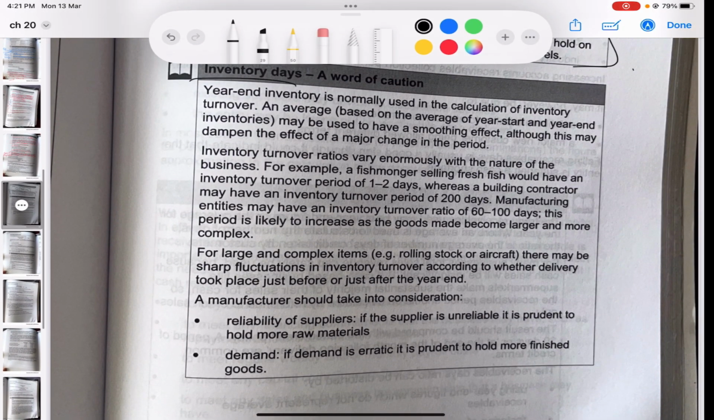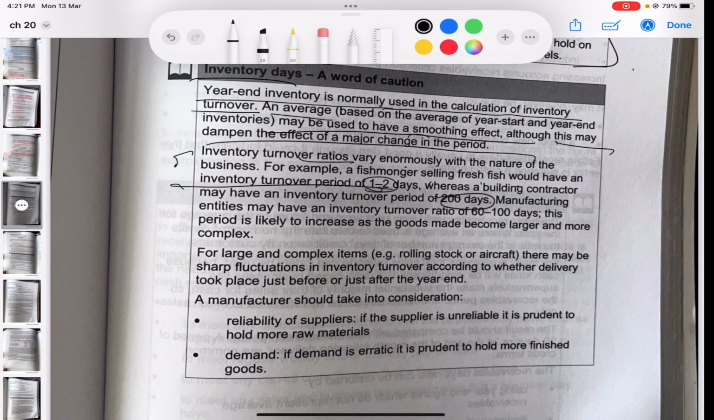Year-end inventory is normally used in the calculation of inventory turnover. An average may be used to have a smoothing effect, although this may dampen the effect of a major change. Inventory turnover ratios vary enormously with the nature of the business. For example, a fishmonger selling fresh fish would have an inventory turnover of 1 to 2 days, whereas a building contractor may have an inventory turnover of 200 days, right? So it depends on the business. It is very specific and particular to a business how long it holds on to its inventory, right?